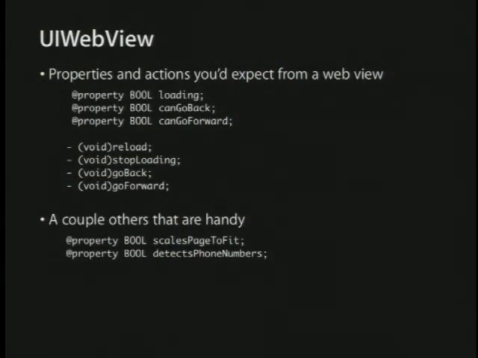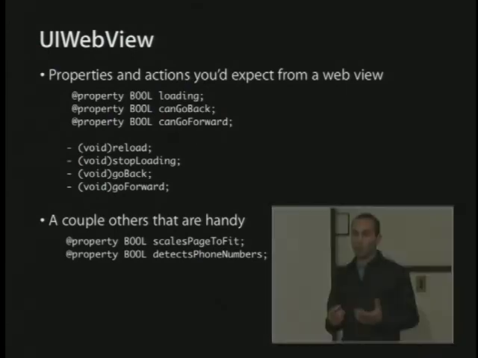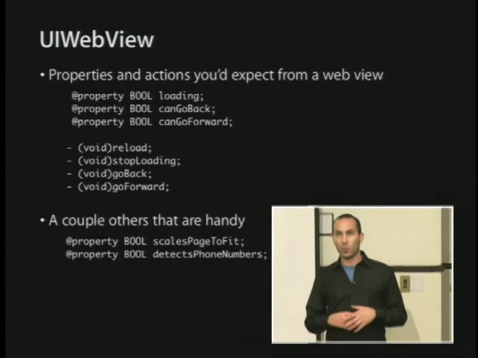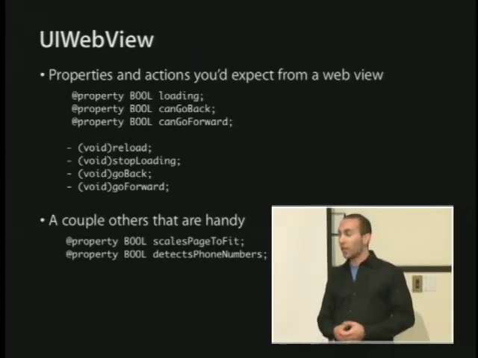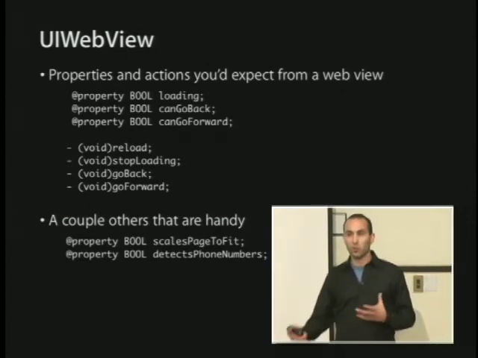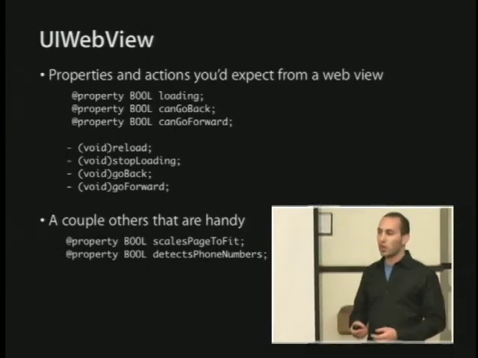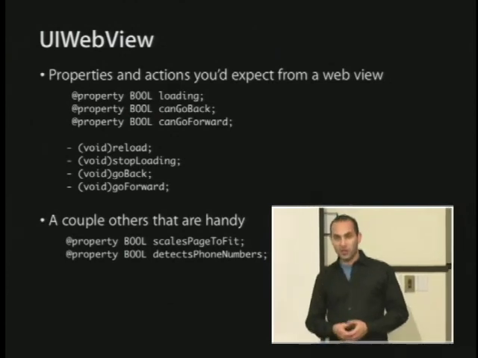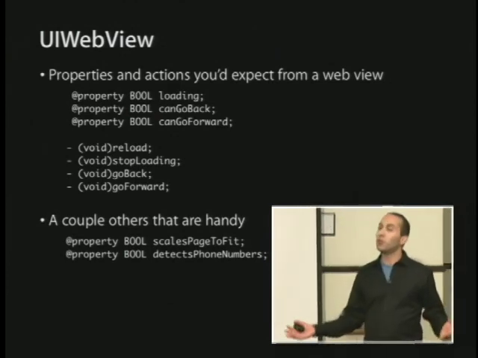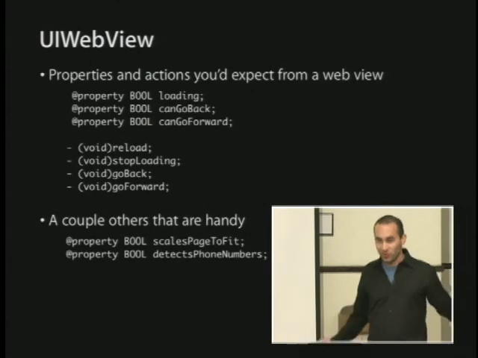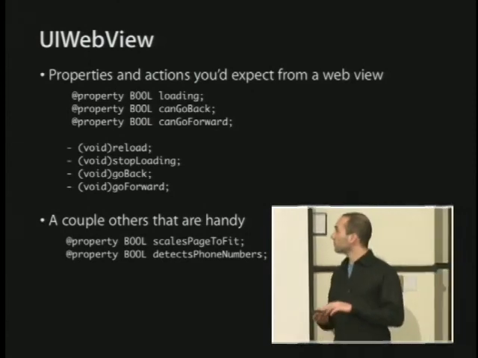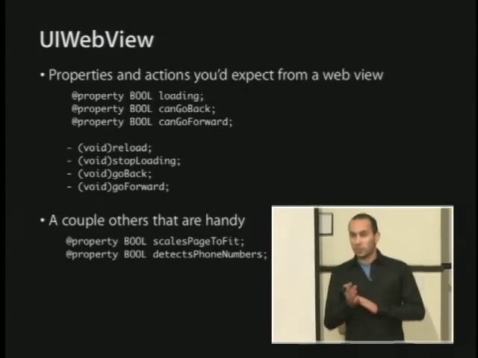UI web view, here are some of the properties on it. First, you can ask it if it's loading. You can ask it if it can go back. So are there any web pages in the history? You can ask it if it can go forward. So if you're on the most recent page, that's going to return no. If you've stepped back a couple times, then that's going to return yes. And there are a few methods on there as well. You should be familiar with these from using web browsers, which I'm sure you've all used. Reload, stop loading, go back, and go forward.